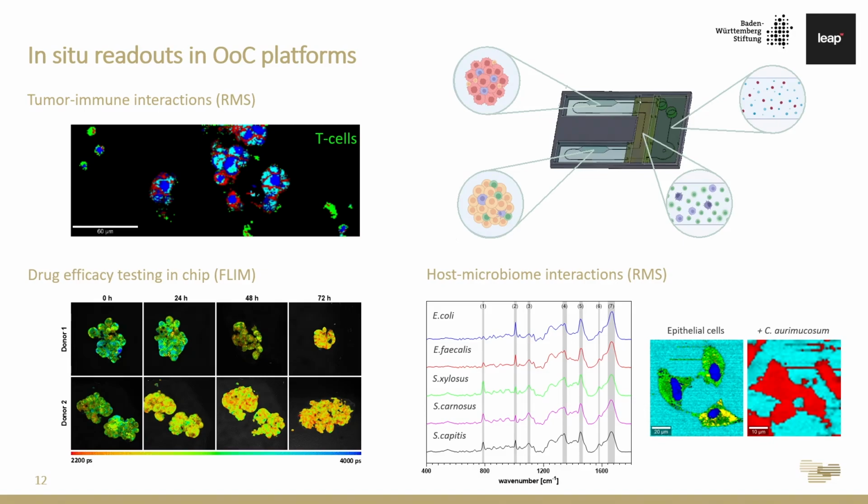There were a few posters happening, I think, Tuesday and Wednesday. Maybe you had the chance to look at them, but what our lab is currently working on is to integrate these readouts in chips. So one idea is to monitor the tumor immune interaction. So we were able to identify a T cell specific Raman signature, which we can then use to target T cells in a cancer spheroid environment.